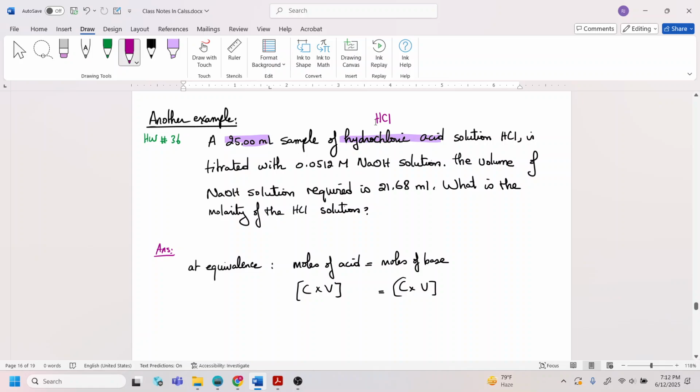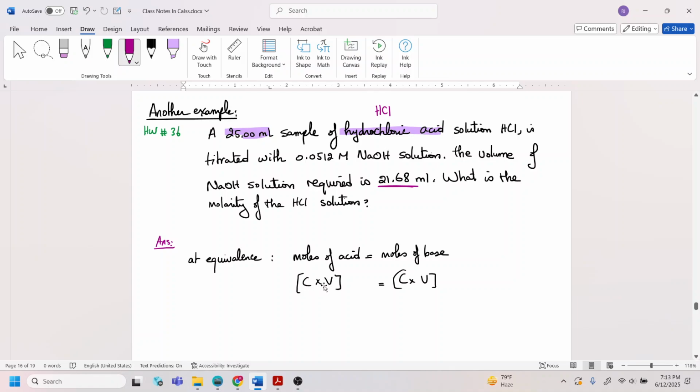So I'm given the volume of the acid. I am given the concentration of the base, and I am given the volume of the base that was used from the burette to reach a neutralization of the acid. So I use that much volume from the base to reach the neutralization. Now it's asking you about the concentration of the HCl. It's similar to the question above.